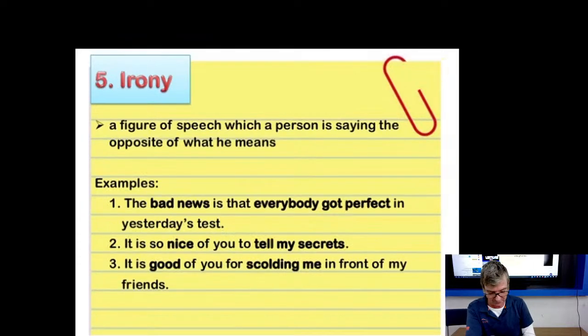Alright, number five is irony. So what is this? This is really the opposite. The statement is opposite of how you feel or how others will feel.